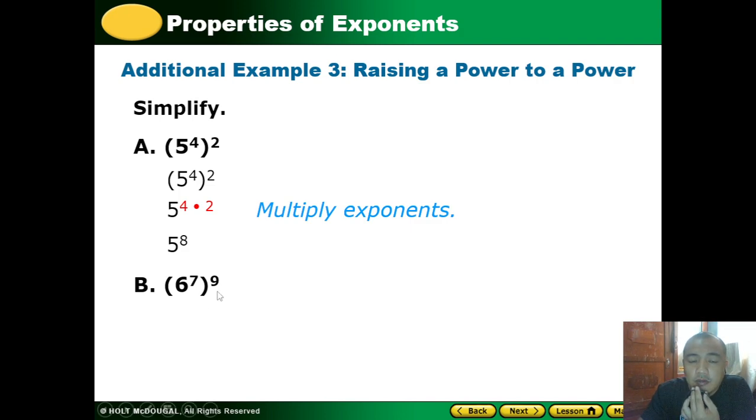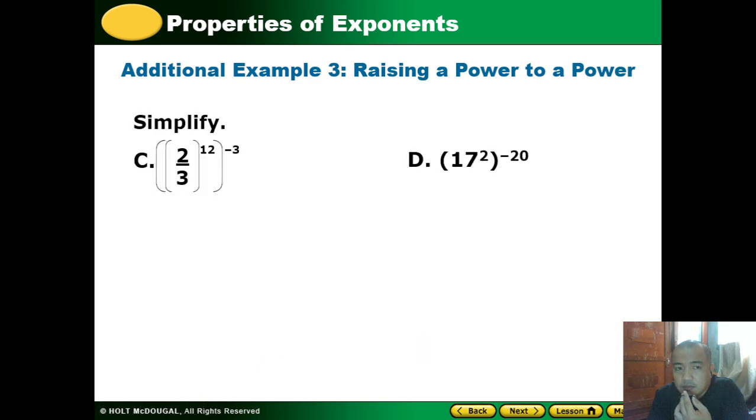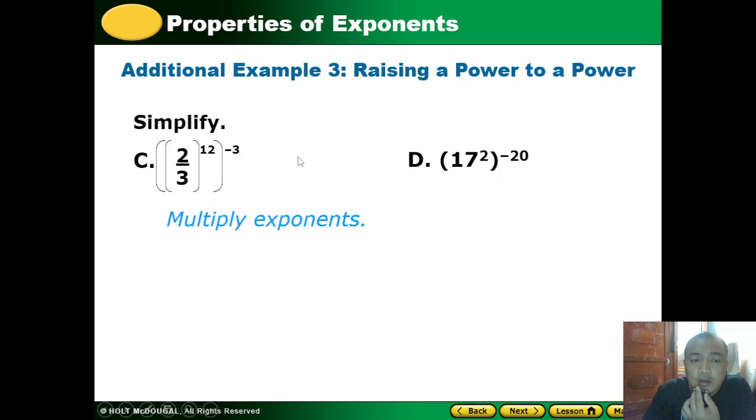6 to the 7th to the 9th. Letter B. 7 times 9 is 63. The answer is 6 to the 63rd power. How about this? 2/3 raised to 12 raised to negative 3. So first, we multiply 12 by negative 3. It's equivalent to negative 36. So the answer is 2/3 raised to negative 36.